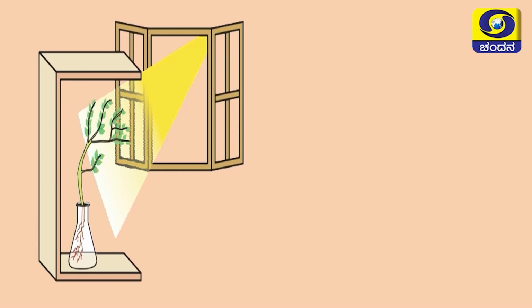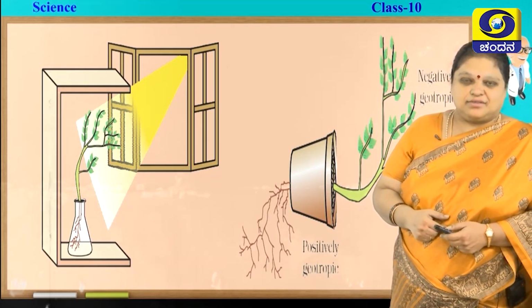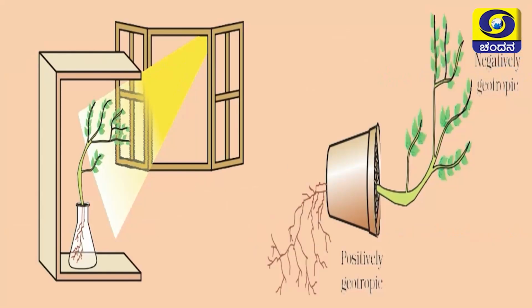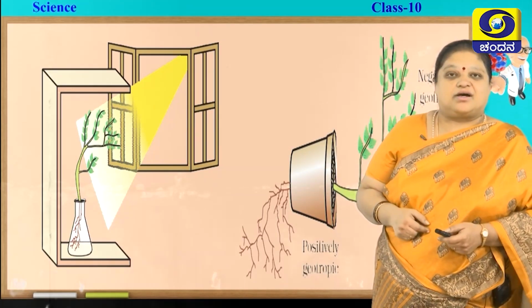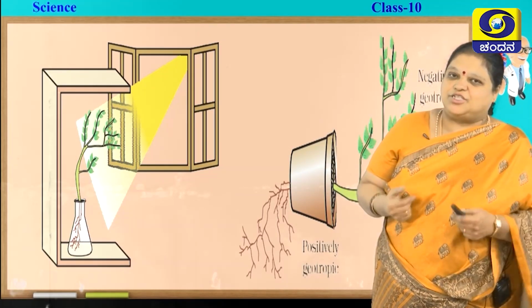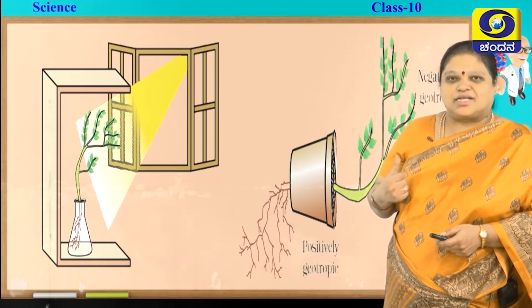Here you grow a plant. Keep the plant towards the light or window source. You can see the shoot system automatically growing towards the light. In another case, you take a potted plant, put it horizontally, and automatically you will see that the roots are coming down. The roots are coming down mainly because it is positive geotropism, negative phototropism. So, all this you can see.